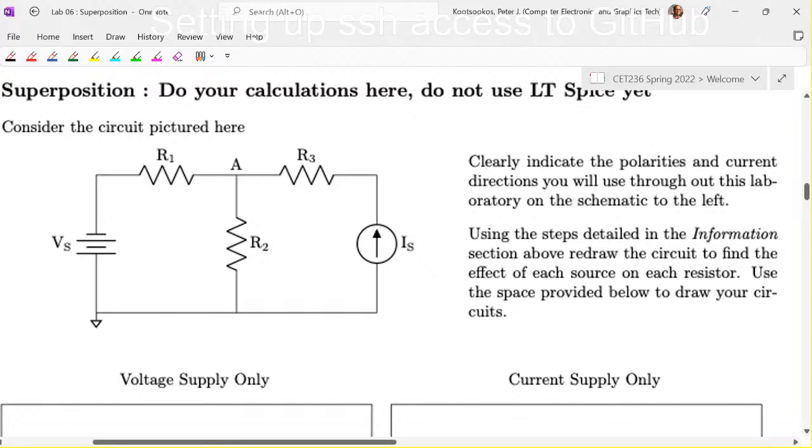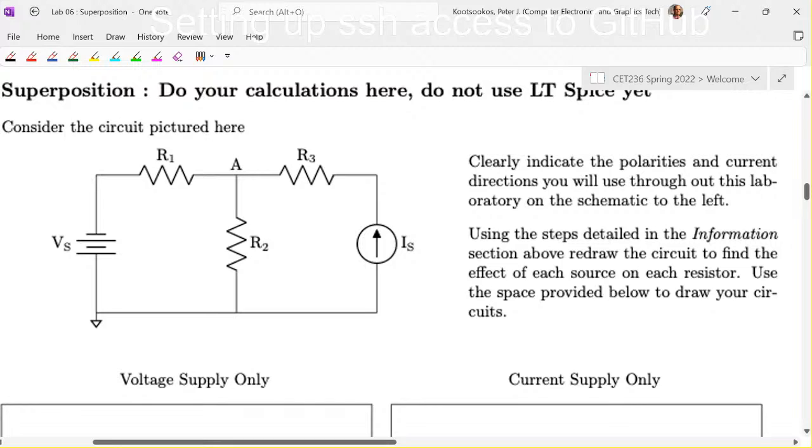Okay, so let's talk about the lab. The lab is meant to demonstrate superposition. And I mentioned earlier that there's a problem with it, right? So this looks pretty straightforward. There's three resistors, there's a voltage source, and there's a current source.